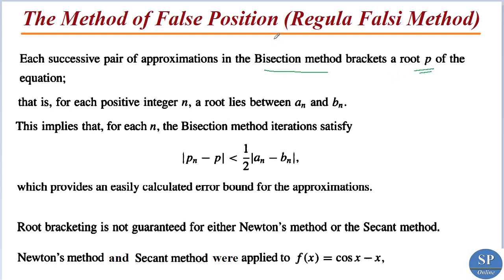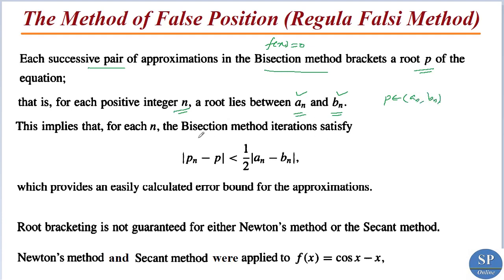The bisection method is actually a root finding problem of equations of this form f of x equals 0. So in that bisection method, we found that each successive approximations brackets a root p of this equation f of x equals 0. That is, if you are taking any successive pair of approximations, then the root of the equation lies between those two points. That means for each positive integer n, a root lies between an and bn. That is, p belongs to the interval an, bn.